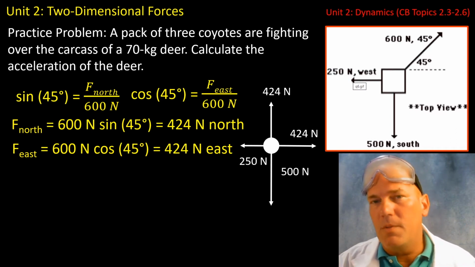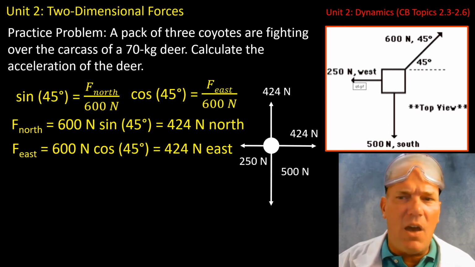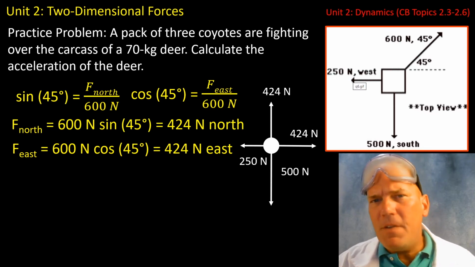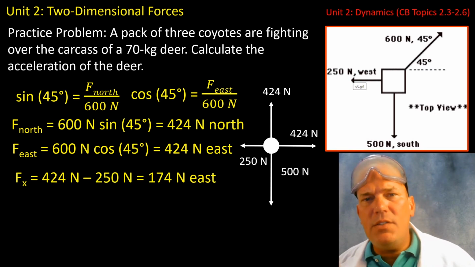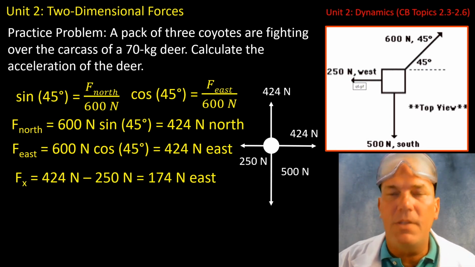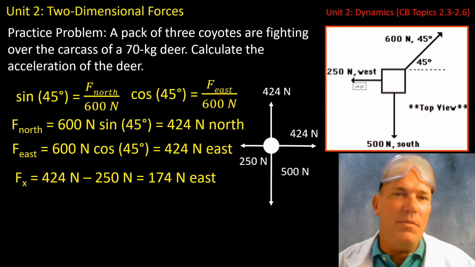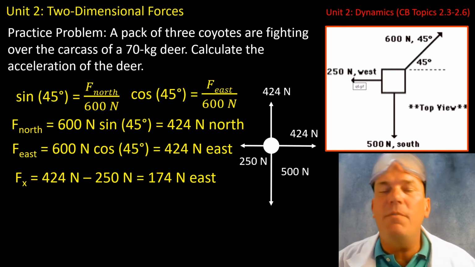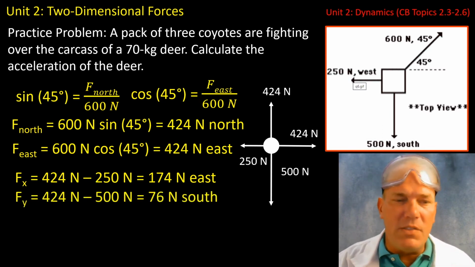newtons to the north. Now that we have all forces resolved into north, south, east, west components, let's define our coordinate system. I would like to call east positive, west negative, north positive, and south negative. Summing the forces in the east and west direction gives us a net force of 174 newtons to the east. Let's do the same for the north-south.